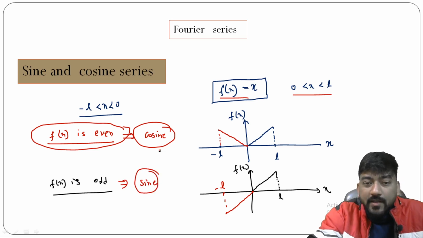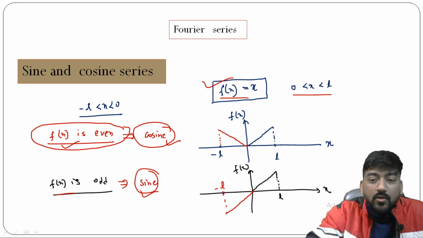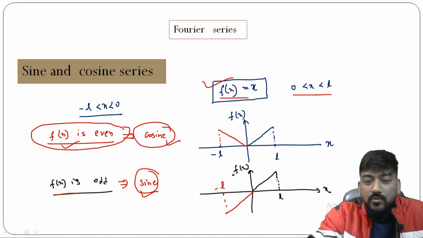Why? Let me analyze again. Why when f of x is even do we get only cosine terms, and when f of x is odd, why do we get only sine terms? So if you want to expand this function as a sine series or cosine series, accordingly you have to sketch the graph, or you have to convert the graph as even or odd. Okay, so let me show you.